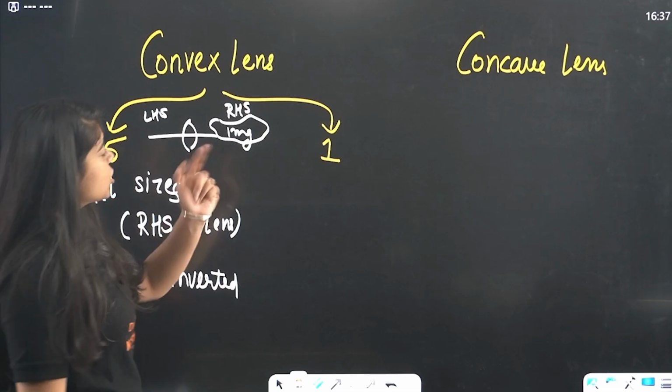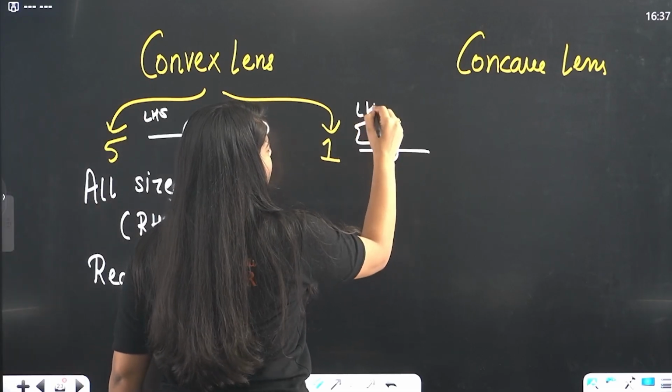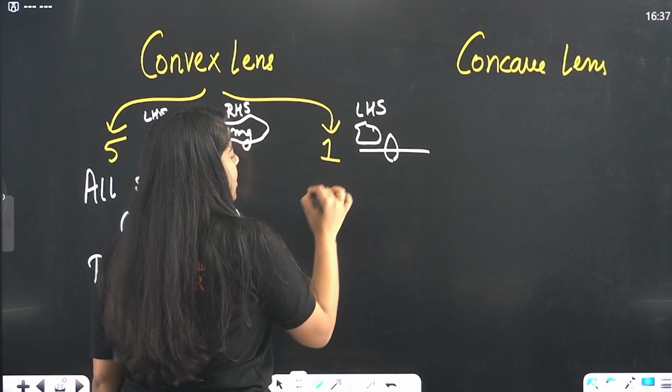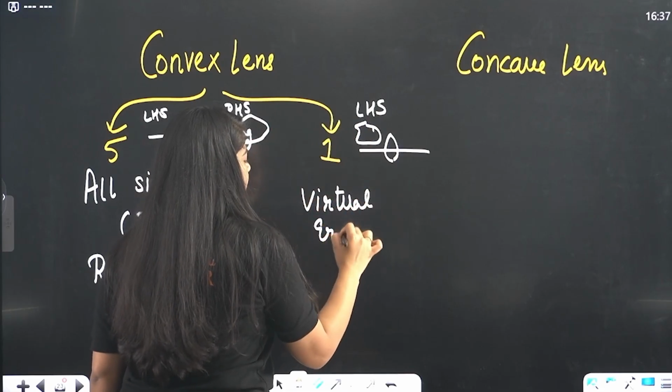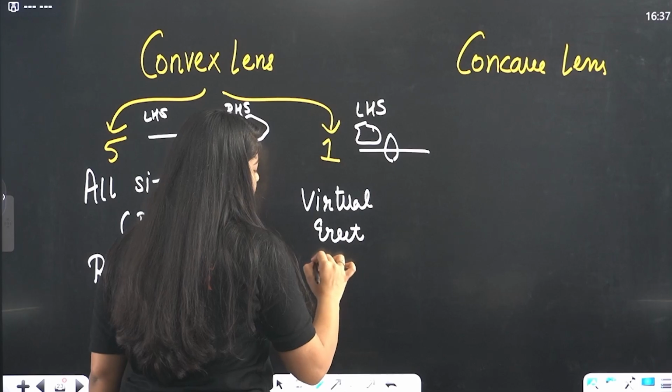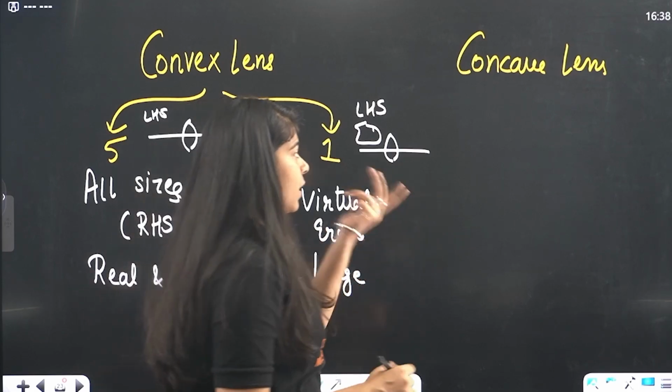In the 6th case, this is the stupid case. In this, the image is formed on the left hand side of the lens. The image is virtual, erect, and very large.